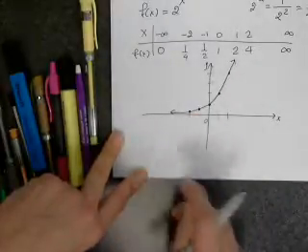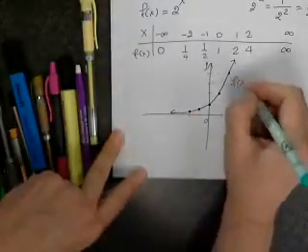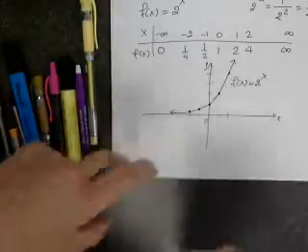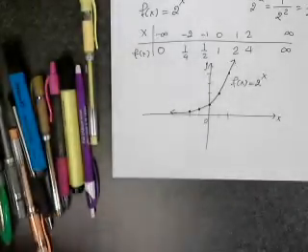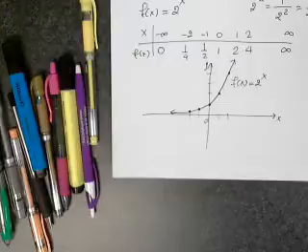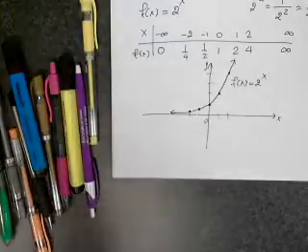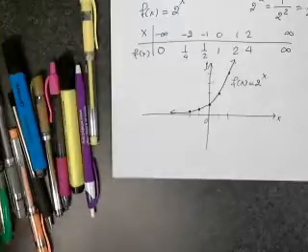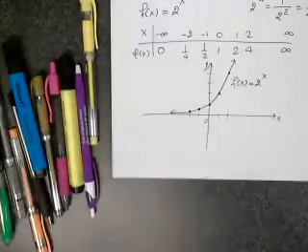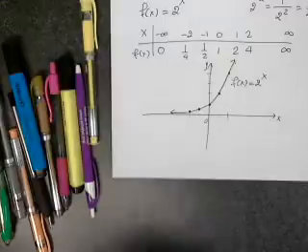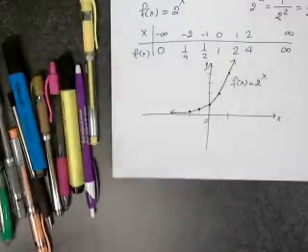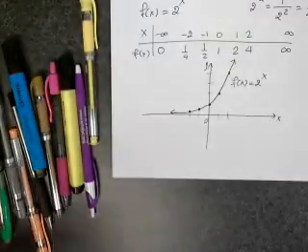Does not touch the x-axis. So this is f of x equals 2 to the x. Can anyone tell us whether this function is 1 to 1? By the horizontal line test, if I cut it, for each y, how many x's will I find? So it's 1 to 1.